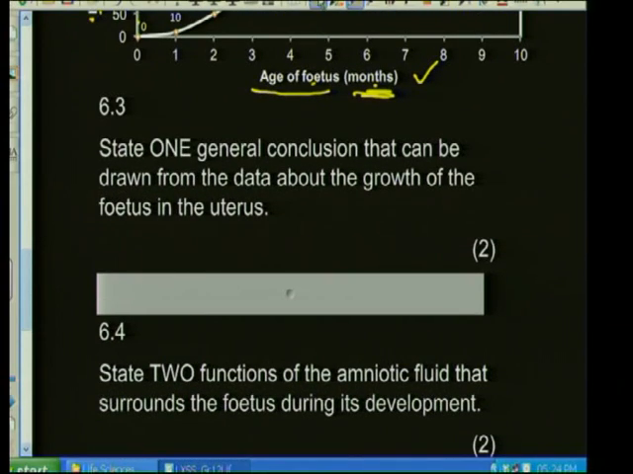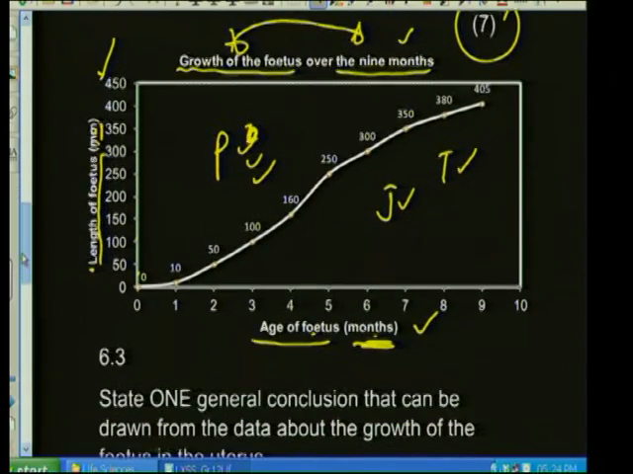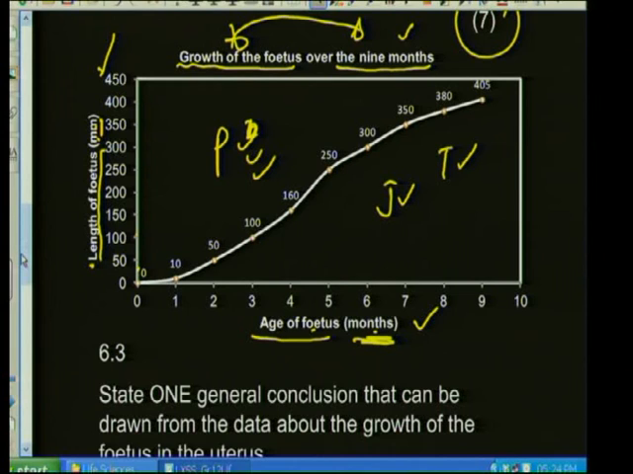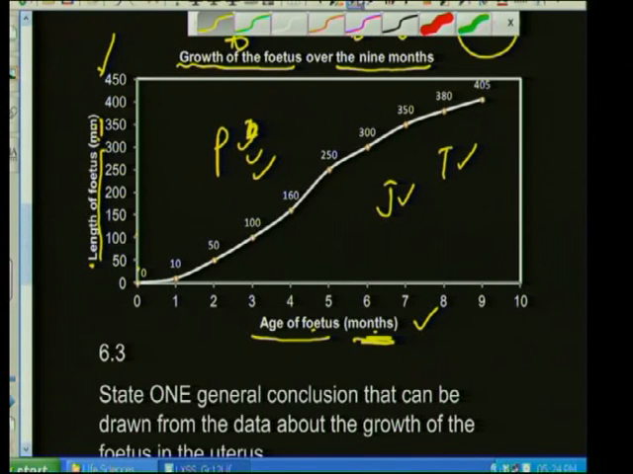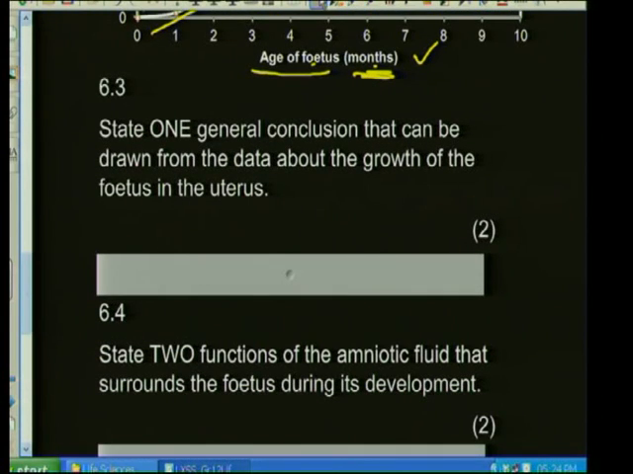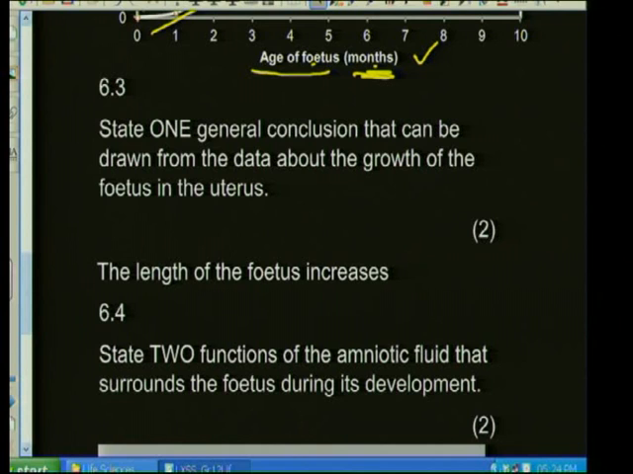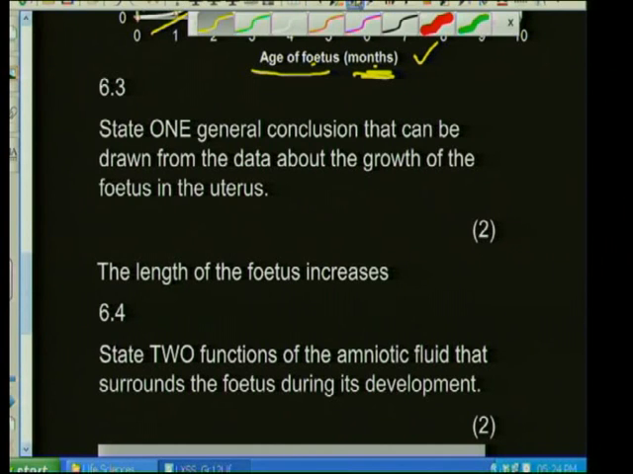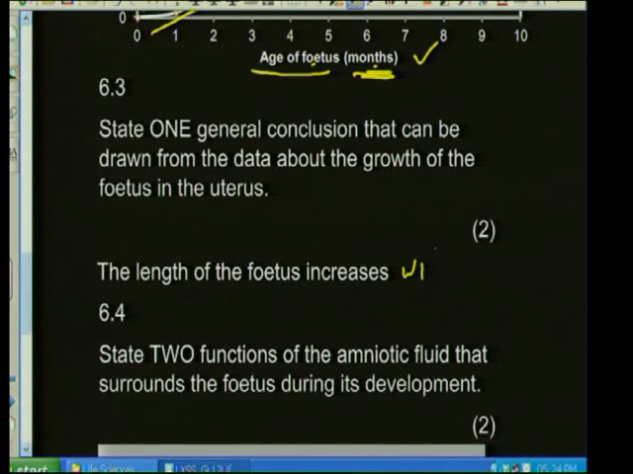State one general conclusion that can be drawn from the data about the growth of the fetus in the uterus. The line in the graph is telling you the story. Watch what's happening over time. And therefore, your answer would be: the length of the fetus increases with time.